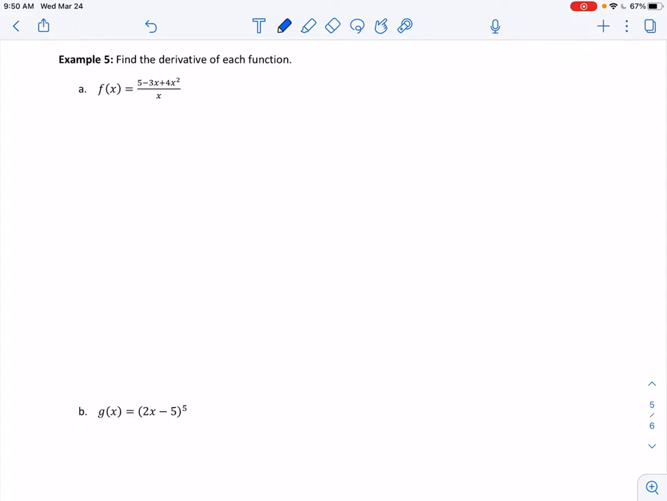What I'm going to do is take this one fraction and split it up into three separate fractions: 5 divided by x, minus 3x divided by x, plus 4x squared divided by x. And now we can simplify some of these terms.